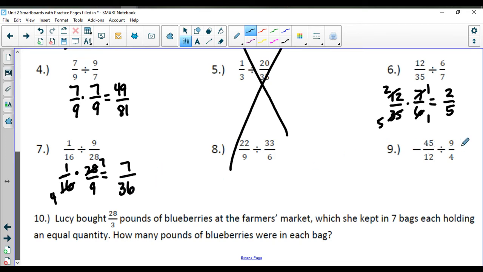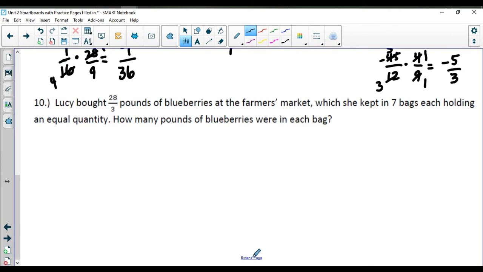Question number 9, sign analysis shows me that my answer is going to be negative. So I'm going to have negative 45/12 times, and flip this over, 4/9. And reducing, 4 is my common factor. 9 is my common factor. Negative 5 times 1 is negative 5 over 3 times 1 is 3. So I get a negative 5/3.